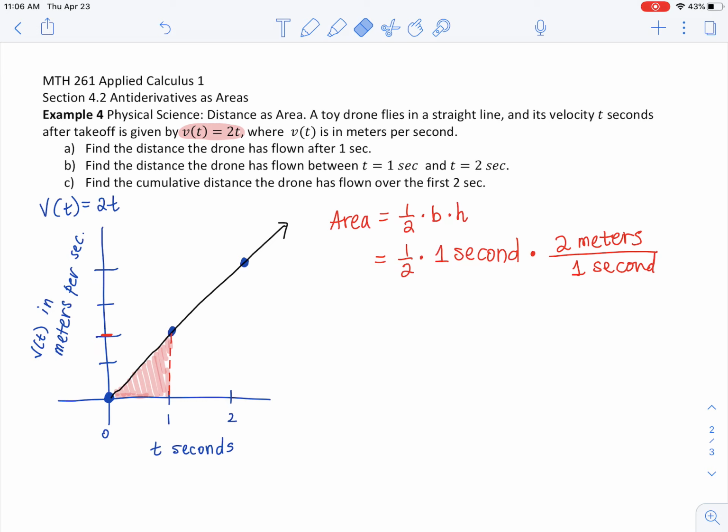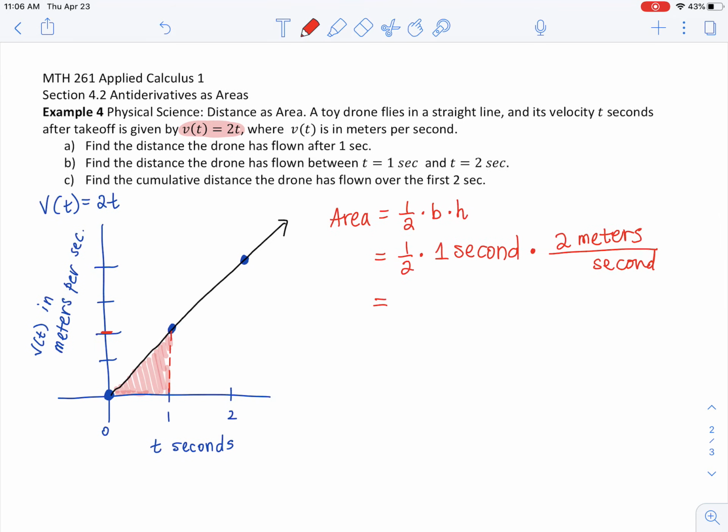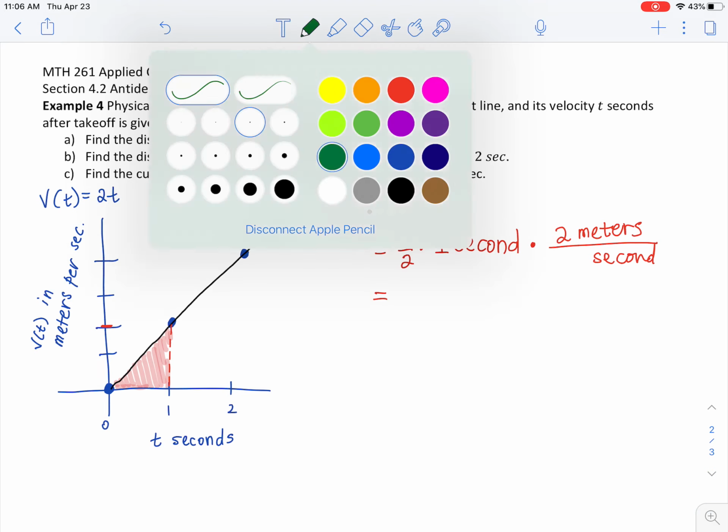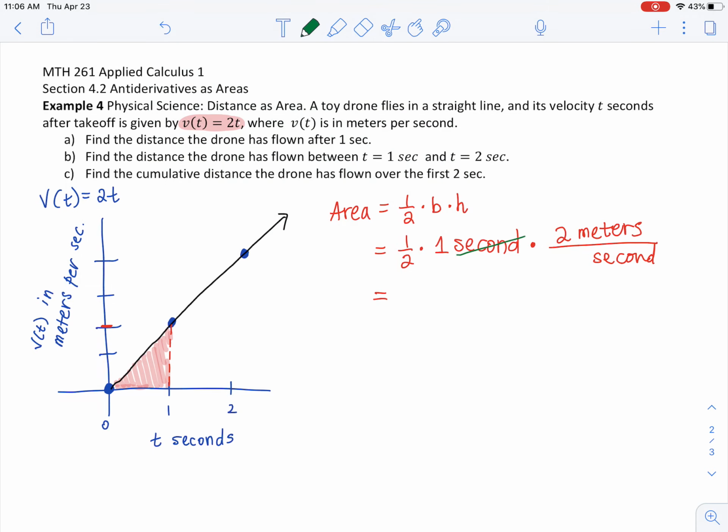That's going to be the v of t measured in meters per second, right? So I'm going to say that one is 2 meters per second. I didn't really pay attention to units so far, but you see what happens. The second unit cancels out with that second. And if I multiply the numbers, 1/2 times 1 times 2, that's simply going to give me 1, right? So the final answer is going to be 1. What's the unit? Meter.